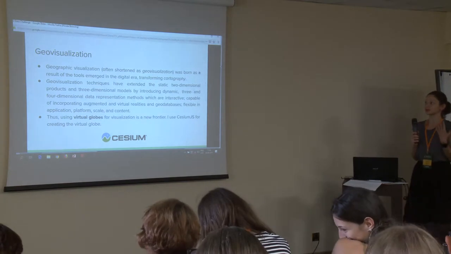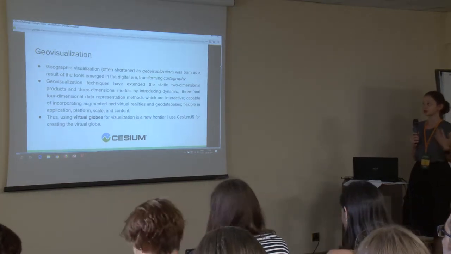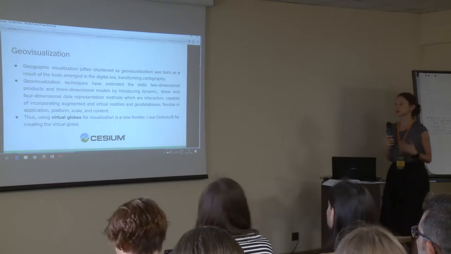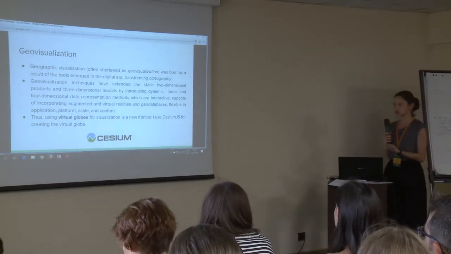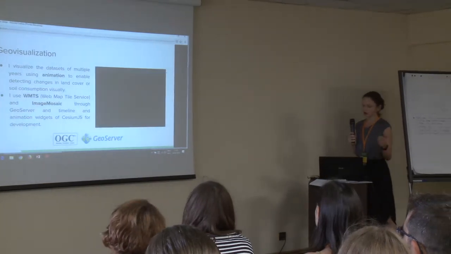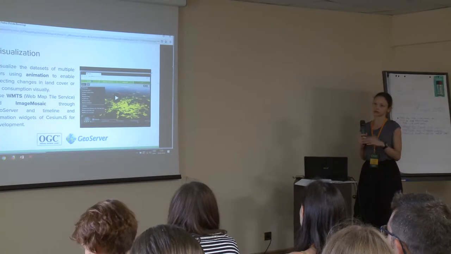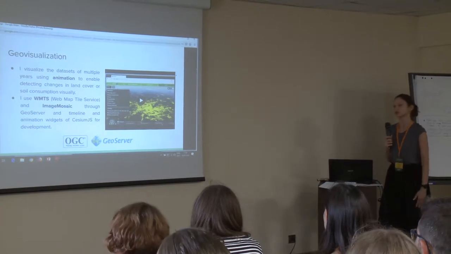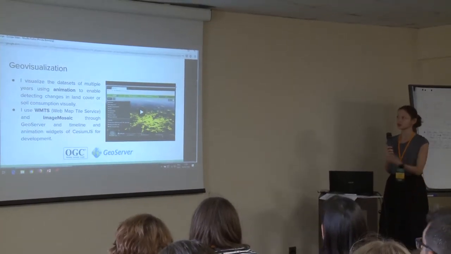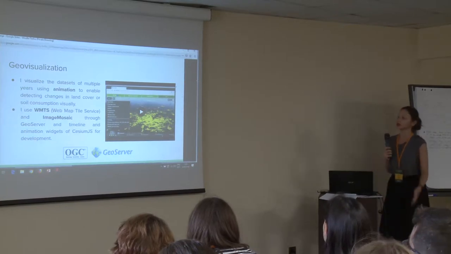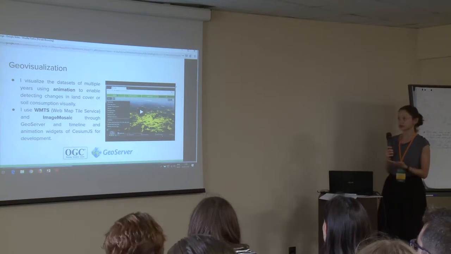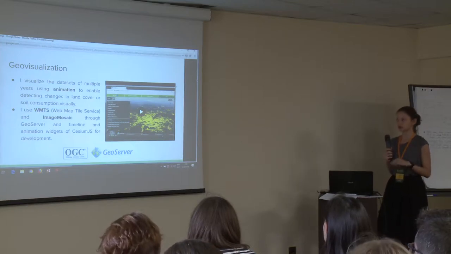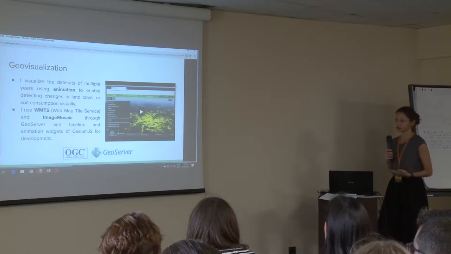Geovisualization is a transformed cartography, and it allows three and four dimensional data representation. We all know that virtual globes for visualization is a new frontier. For this reason, I used CesiumJS for creating the virtual globe. And I have more or less three different approaches that I followed for the visualization and analysis of the spatiotemporal data sets. One is visualization, and for that I used animation to detect the land cover and soil consumption changes visually. I used OGC standard WMTS and image mosaic through GeoServer. Also the timeline and animation widgets of CesiumJS for this.